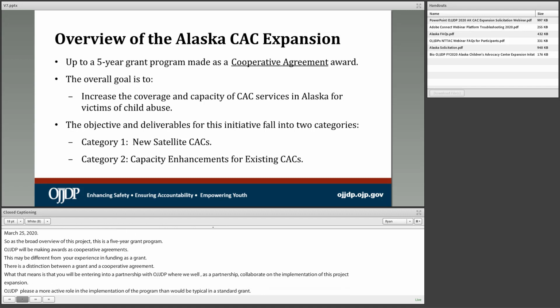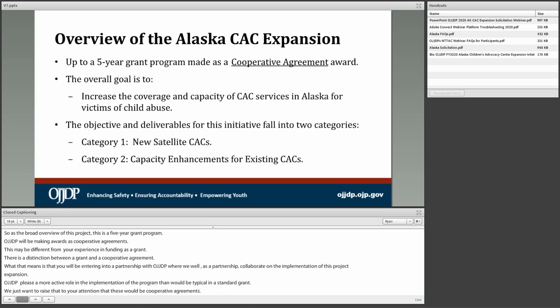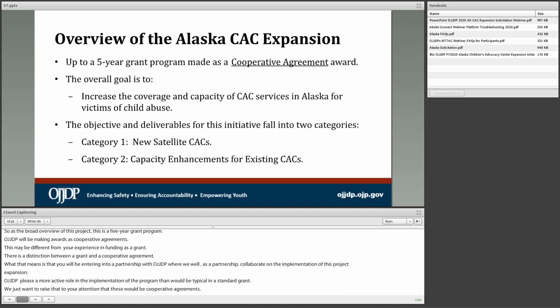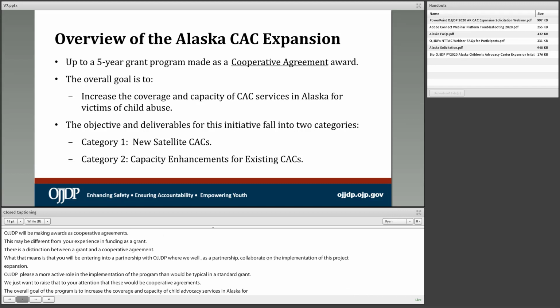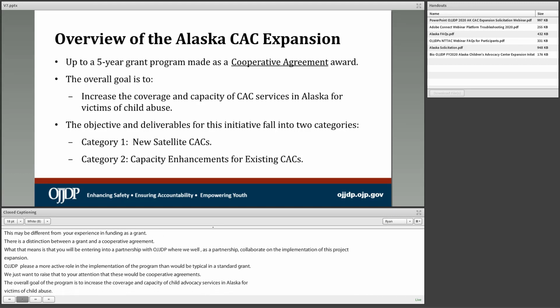The overall goal of the program is to increase the coverage and capacity of child advocacy services in Alaska for victims of child abuse and, of course, their families. The objectives and deliverables for this initiative fall into 2 categories. The first category is new satellite child advocacy centers.